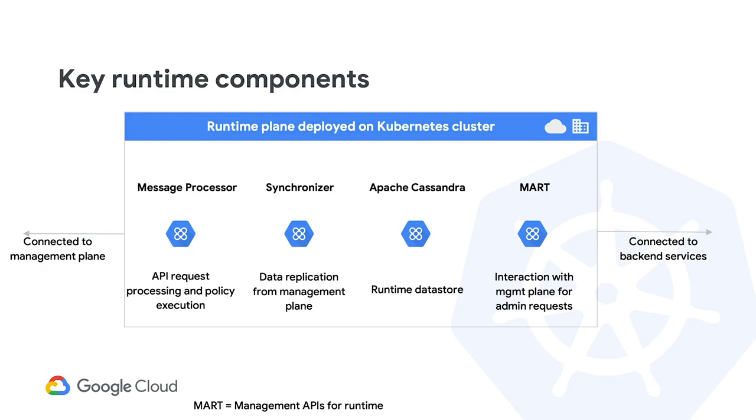And lastly, there's a component called Mart, which is an admin server that helps us manage certain entities that are required by the runtime plane. The Mart service is responsible for managing entities such as API products, API keys, access tokens, cache, KVM. These are all entities that are created by the runtime for the runtime, and Mart allows us to administer that.